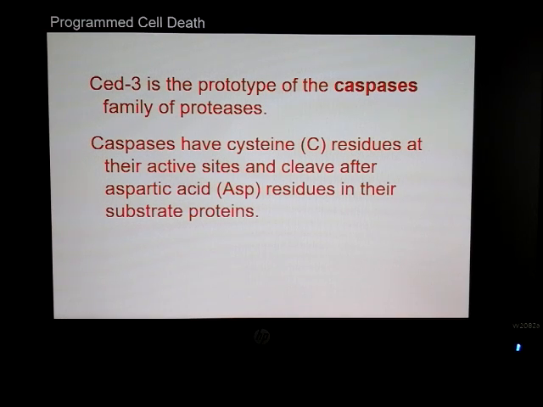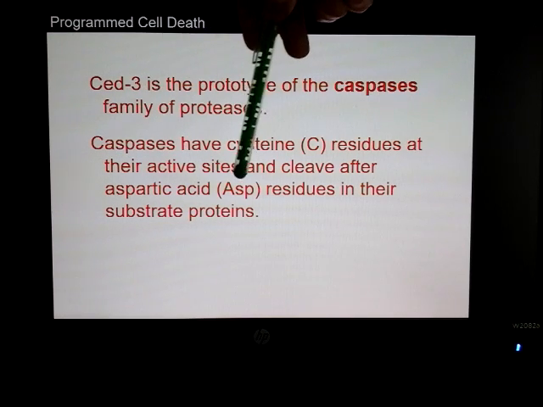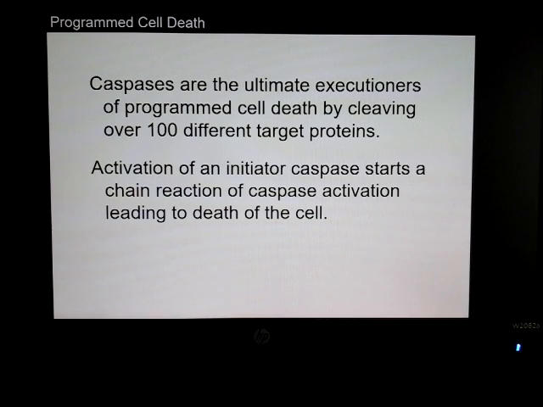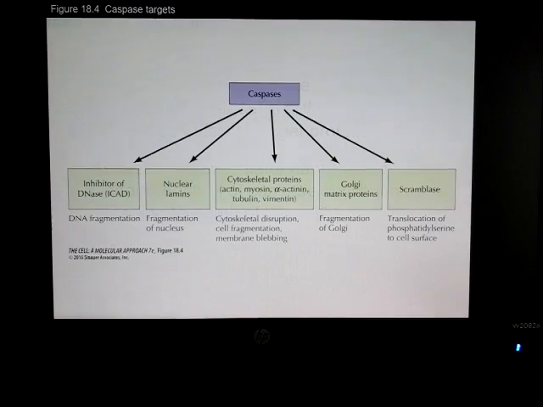So again, any protease, guys, is going to break down a protein. So Caspases have a cysteine residue at their active sites, and they will cleave after aspartic acid residues in their substrates. So they're pretty specific for what they do. So they're pretty much the ultimate executioner, guys. They cleave over 100 different target proteins, and there's an activation of what we call initiator Caspases that start kind of a chain reaction, if you will, of activation.